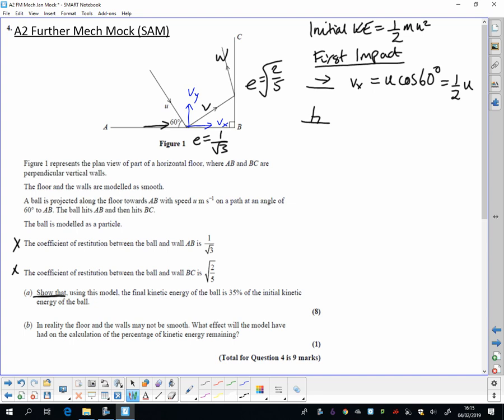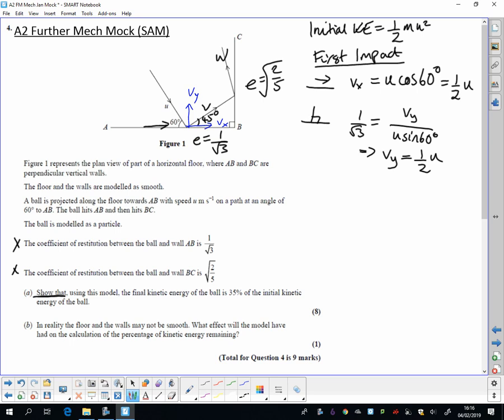Looking perpendicular to the wall, this is where the coefficient of restitution plays a part. So our value of e is going to be equal to our speed of separation, which I've just called Vy, over our speed of approach, which is going to be u sine 60. If you rearrange that, you can find out that Vy is a half u. So that actually means this angle here, if you wanted to work it out for any reason, is 45 degrees.